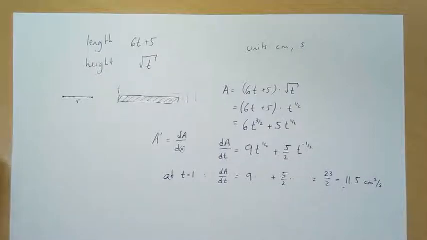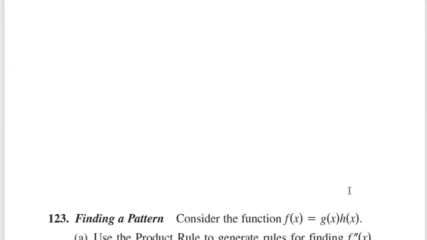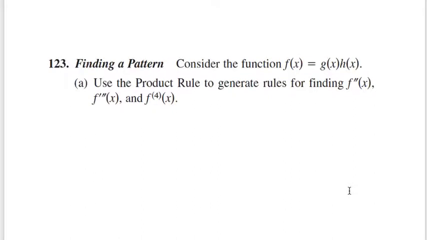All right, that's for the second exercise. Let's move on to the third problem. Here it is. It's exercise 123a. Find a pattern. Consider the function f of x equals g of x times h of x. Use the product rule to generate rules for f double prime, f triple prime, or the fourth derivative.